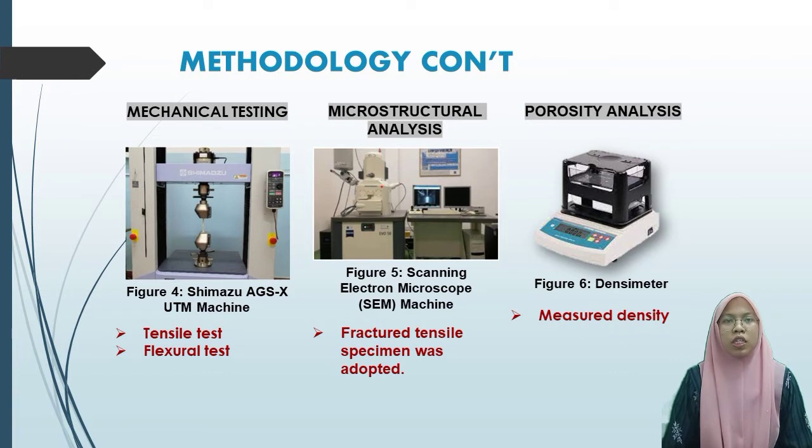Now let's see the testing and analysis methods employed in this research. Shimadzu AGS UTM machines are used for mechanical testing. The mechanical testing done in this research is tensile testing and flexural testing. Next is the microstructure analysis. For this analysis, the fractured tensile specimen was analyzed using a scanning electron microscope to observe the voids and adhesion on the sample. For porosity analysis, a densimeter is used to measure the density of the specimen and validate the porosity in the specimen.